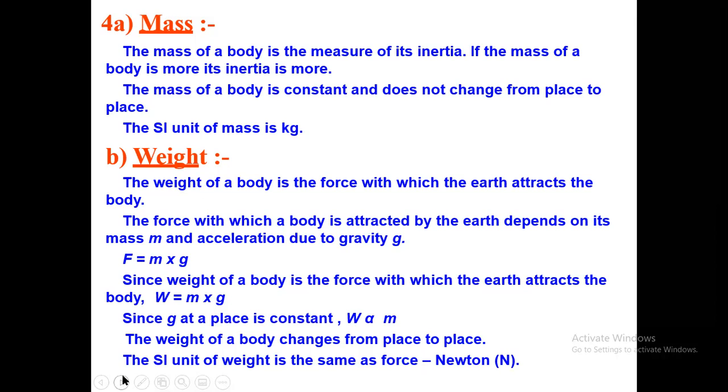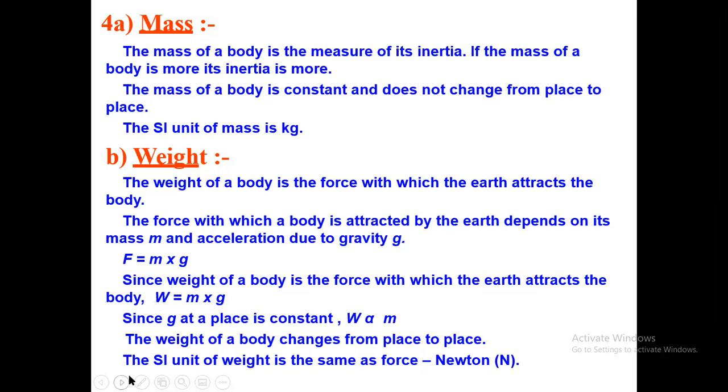What is weight? The weight of a body is the force with which the earth attracts the object. The force with which an object is attracted by the earth depends on its mass, that is m, and the acceleration due to gravity, that is g. So F is equal to mg. Since the weight of the body is the force with which the earth attracts the object, we can use W instead of F. So W is equal to mg.